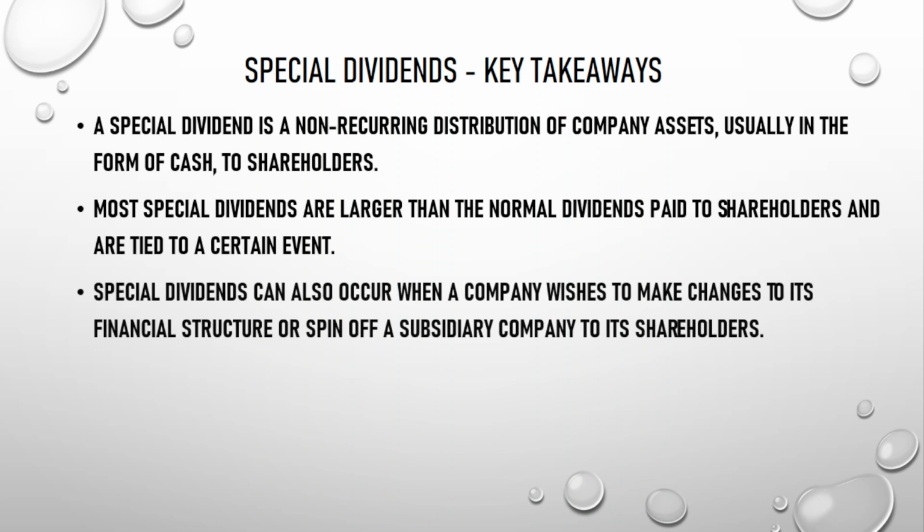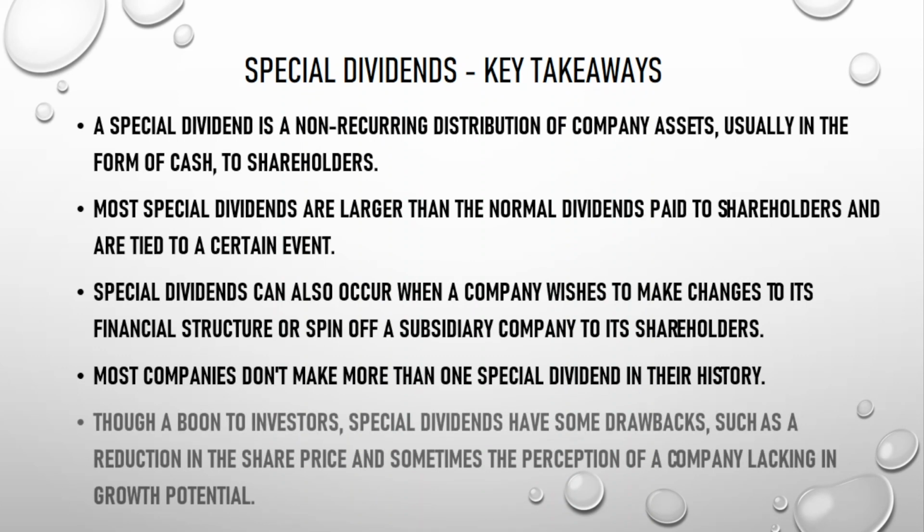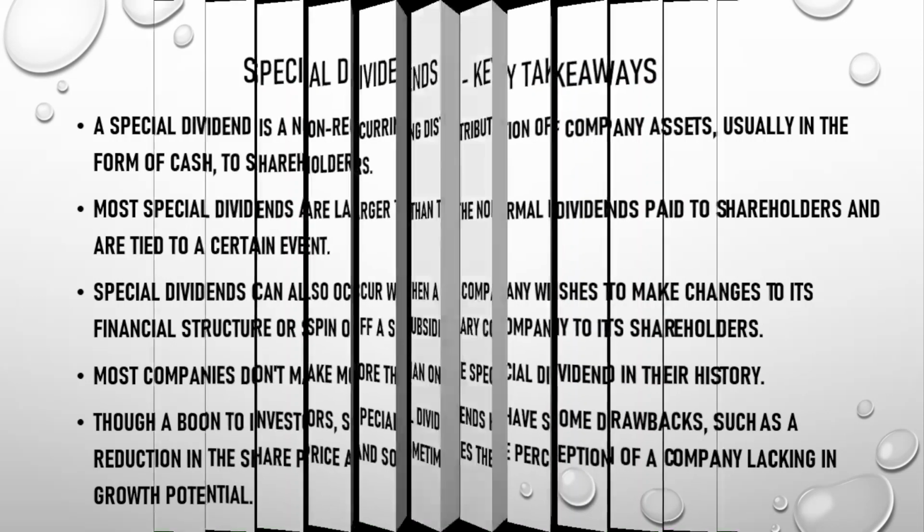A special dividend can also occur when the company wishes to make changes to its financial structure or spin off a subsidiary company to its shareholders. Most companies don't make more than one special dividend in their history. Though a boon to the investor, special dividends have some drawbacks, such as a reduction in the share price and sometimes the perception of the company lacking growth potential.